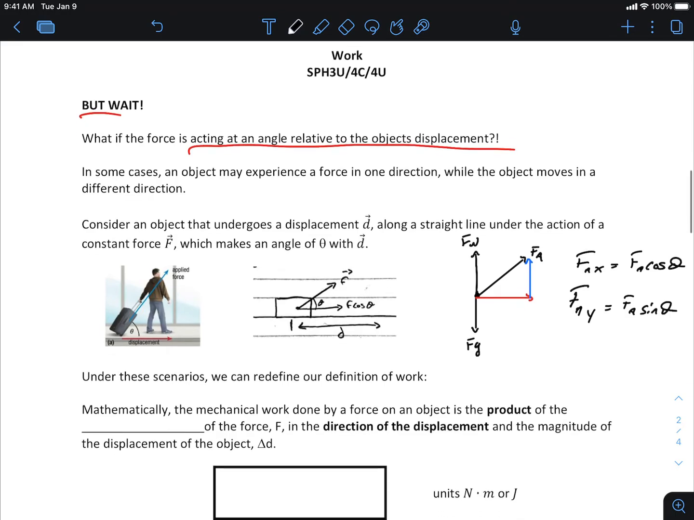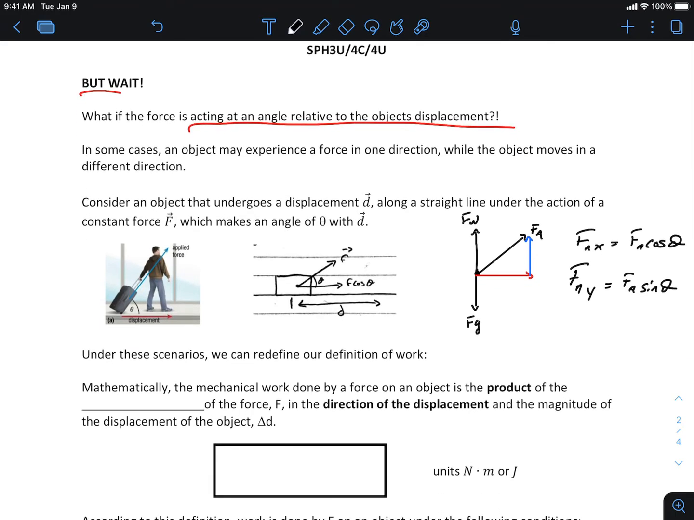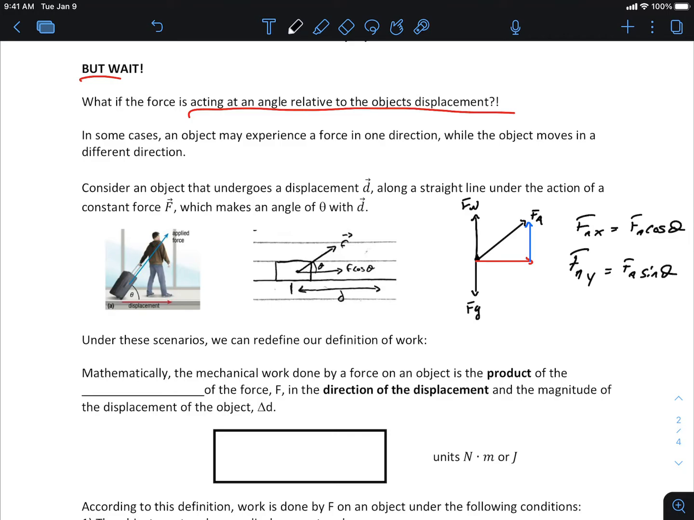Okay? So under scenarios like this, we can redefine our definition of work, or rewrite, I suppose, is maybe what it should say. The definition is still work. But we said that work can only be attributed to the force being applied in the same direction as the displacement, right? So what that means is the Y has nothing to do with the amount of work in this question. It's only the X component that's contributing to the amount of work that the force is actually able to do.